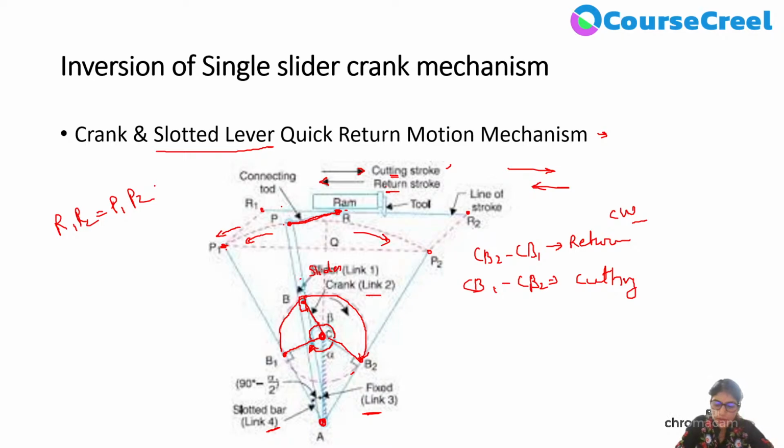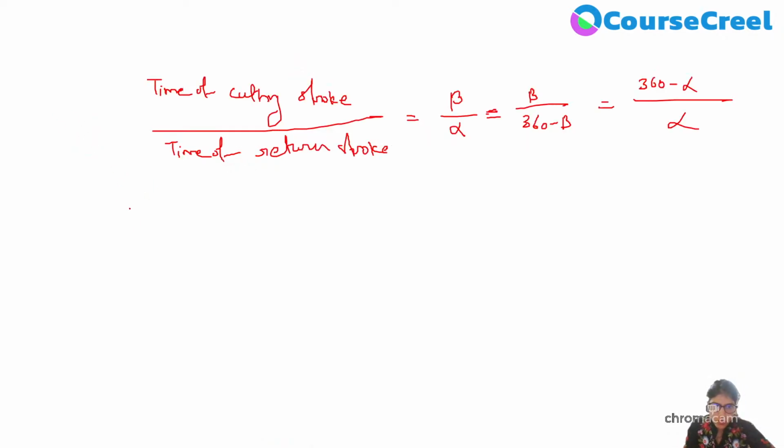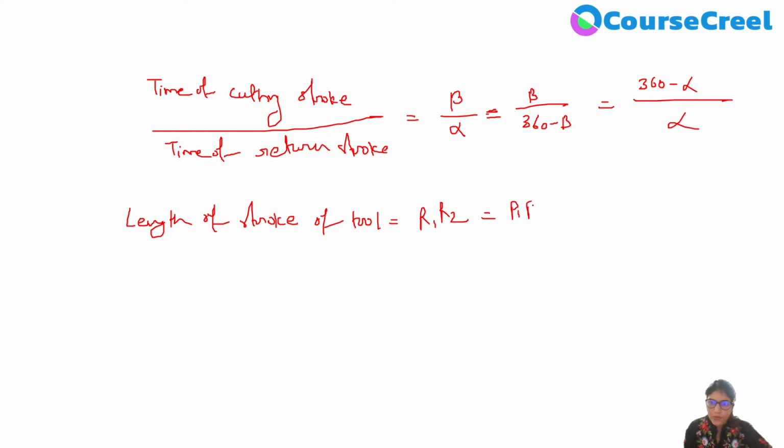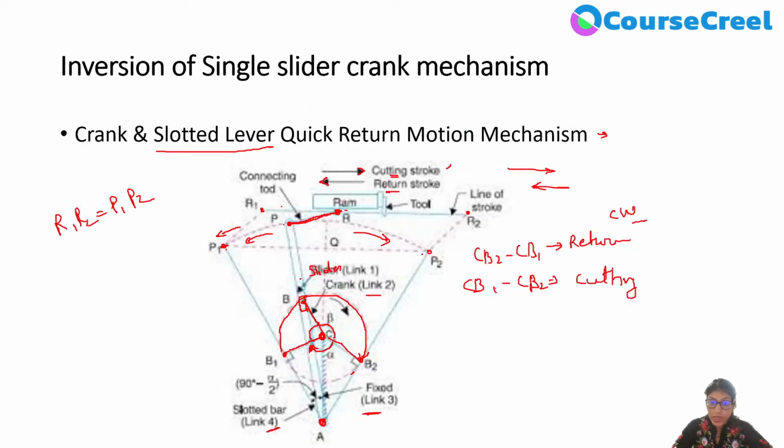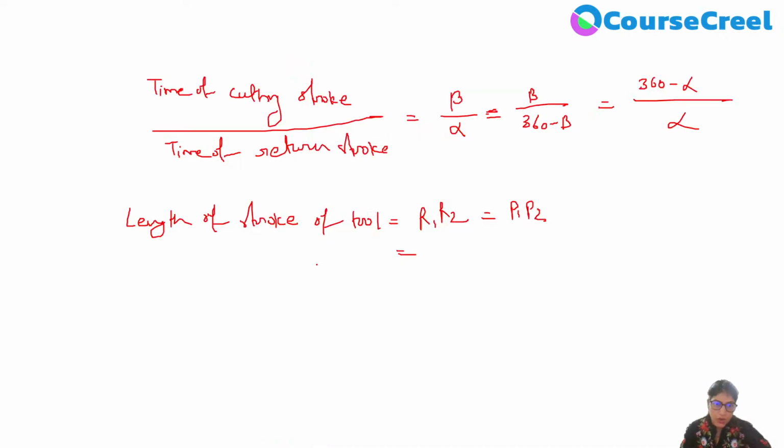So here if we want to define the length of stroke of the tool, it will be equal to what? R1 R2, right? And which is equal to what? P1 P2. Hopefully, whatever I am explaining here, you are going to understand all the concept. If you have any doubt, please ask me. I'll clear all your doubts. Okay, so the length of stroke of tool will be R1 R2.